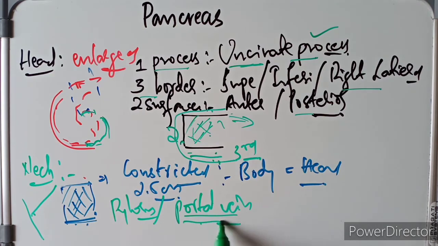We have another video on the portal vein and its anastomosis. Please make sure to watch that video. So posteriorly it is related to the portal vein, the upper border is related to the first part of the duodenum, and the lower border is related to the transverse colon. So this is about the neck of the pancreas.